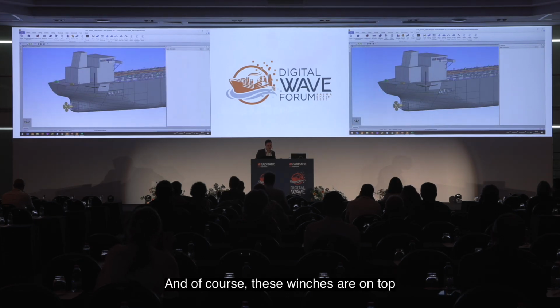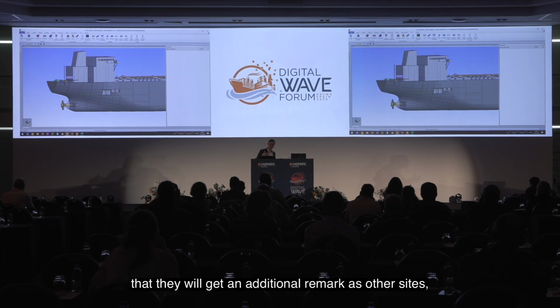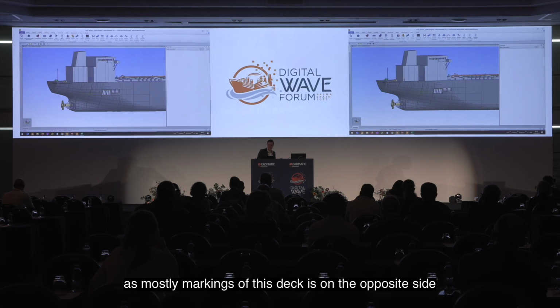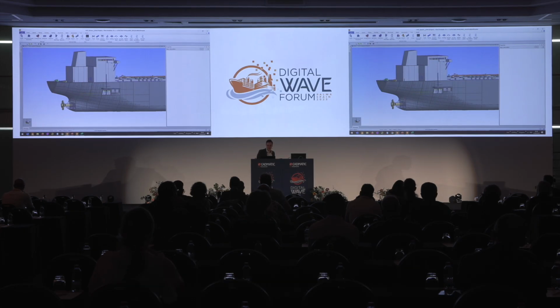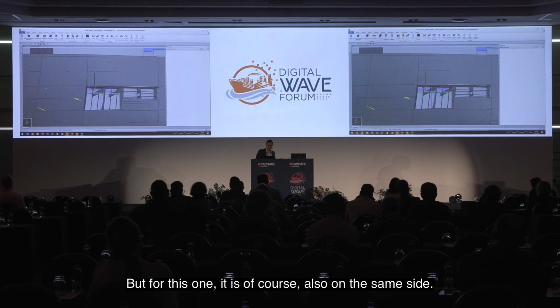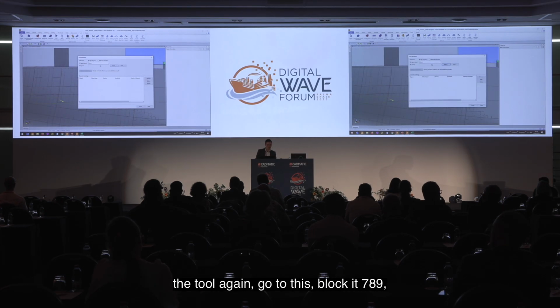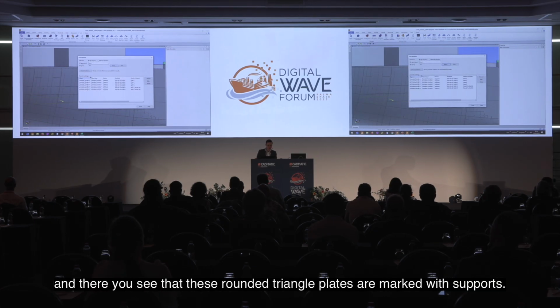And of course, these winches are on top of the deck, so we will see that also in our production information, that they will get an additional remark as other side, as most markings of this deck is on the opposite side. But for this one, it is of course also on the same side. But as I said, you can actually see this, so let me open the tool again, go to this block, it's 789, and there you see that these rounded triangle plates are marked with supports.